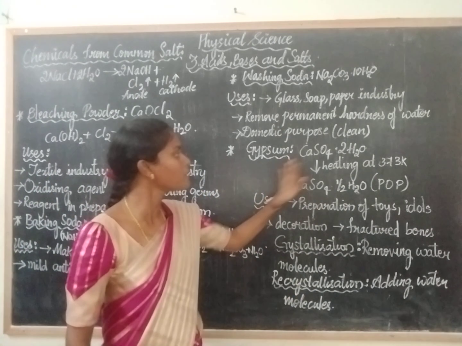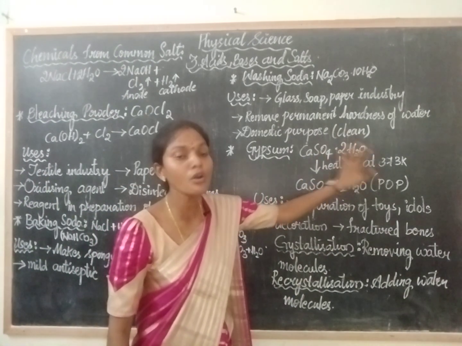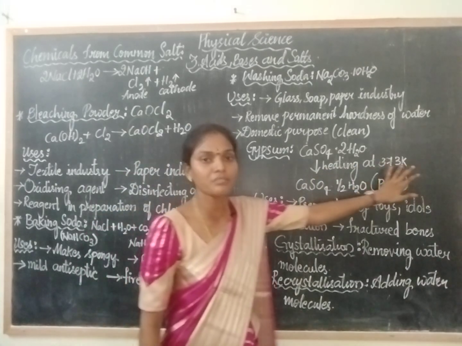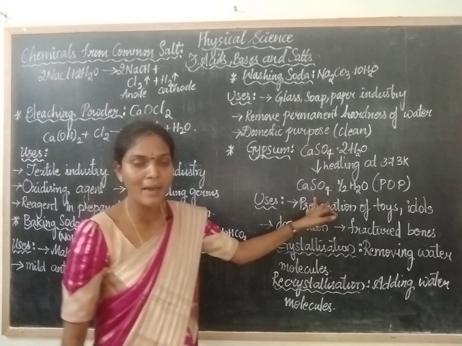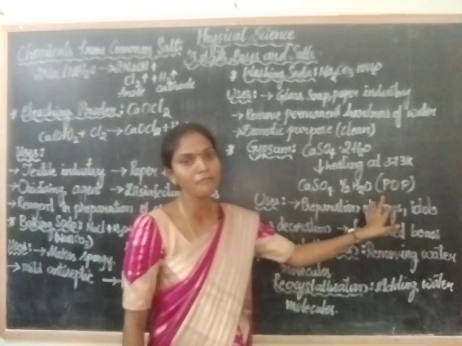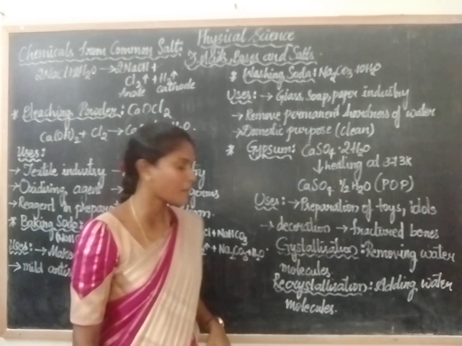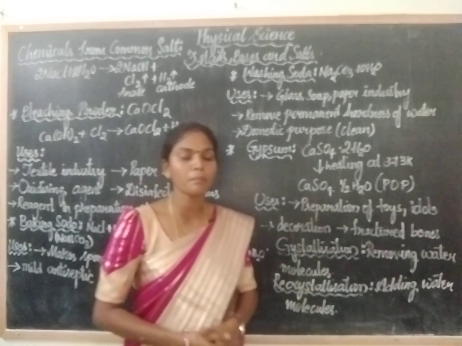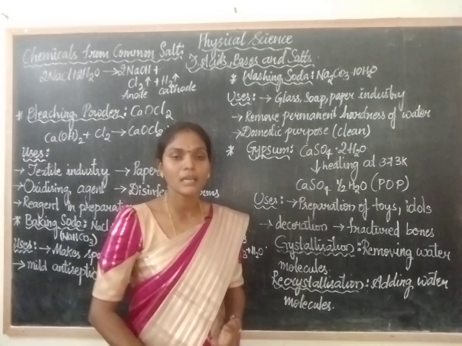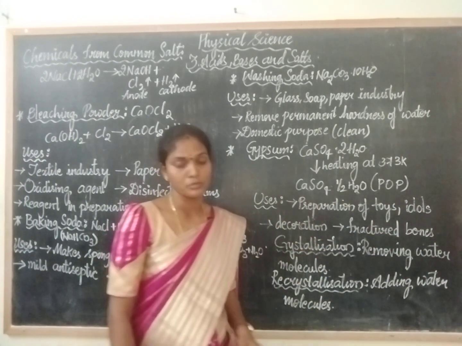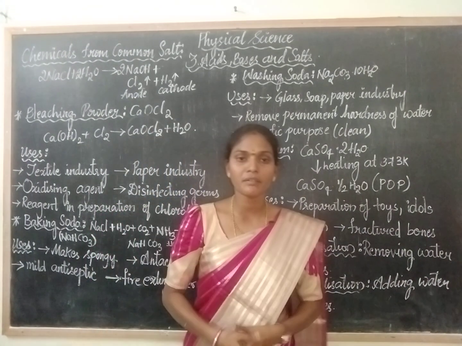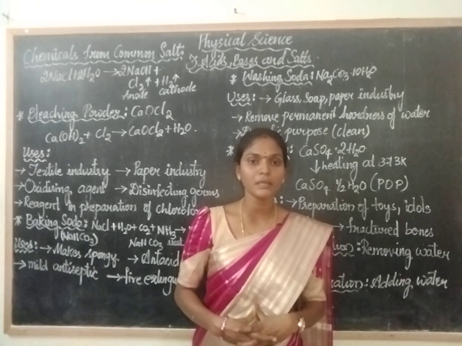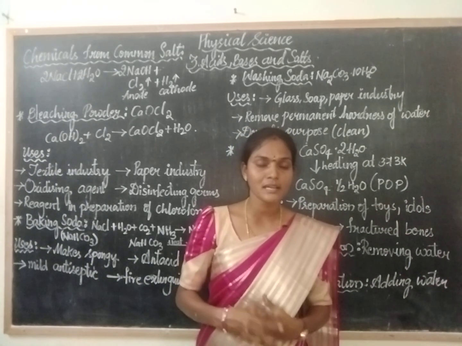So gypsum, CaSO4·2H2O, on heating at 373 kelvins, we will get plaster of Paris, CaSO4·½H2O. This is the chemical formula for plaster of Paris. It is used in the preparation of toys, idols, decoration and fractured bones. Yes, this is about our 10th class, 3rd chapter. We have completed acids, bases and salts.